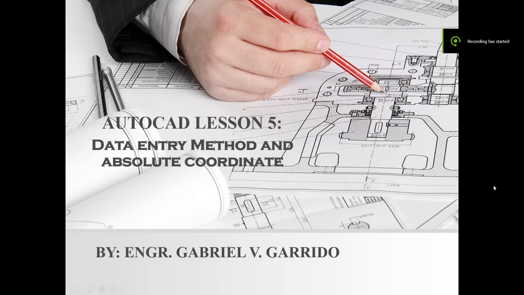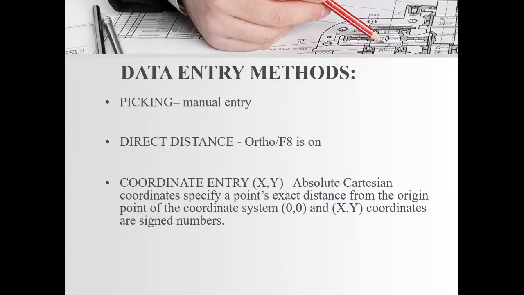Good day. This is AutoCAD lesson number 5, data entry method and absolute coordinate. So these are the data entry methods. First one will be the picking, second one is the direct distance, and third one is the coordinate entry.